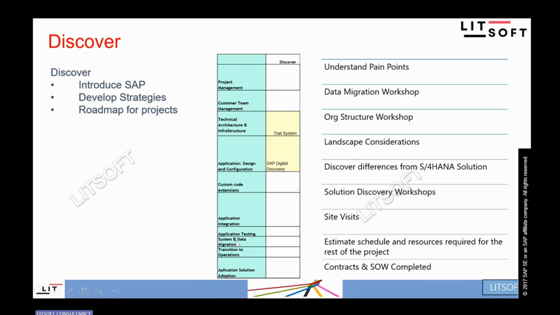Okay, so from all these perspectives, what are all the things they want to showcase within the Discover phase? And the result-oriented thing is that we need to have the trial system. Otherwise, how can we showcase this, right? The SAP digital discovery is nothing but application design and configuration. So we are going to update. Now, these are the actual areas and the items that will be there within the Discover phase.